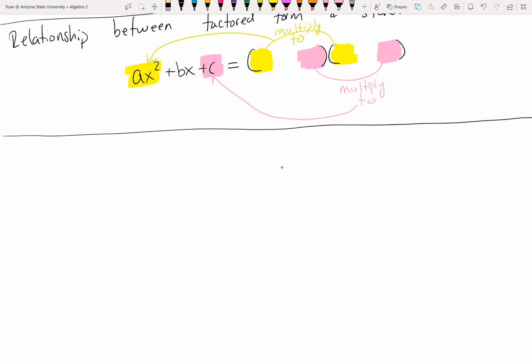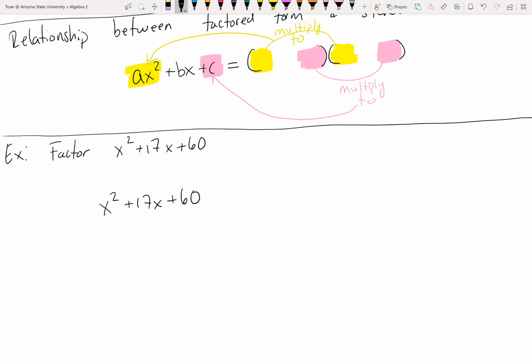Today, we're only going to look at the easy cases when the leading coefficient is 1. Tomorrow, we'll look at the harder cases. So for example, suppose I ask you to factor x squared plus 17x plus 60. Well, this is the idea.